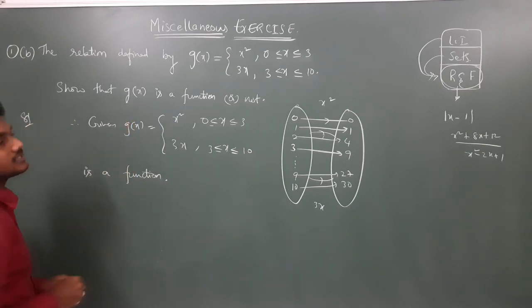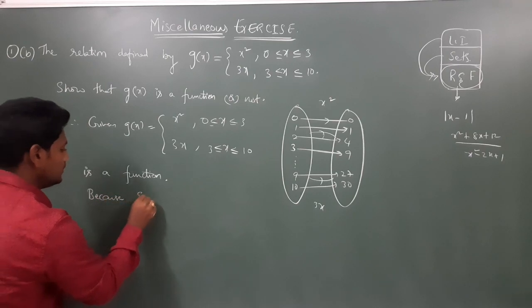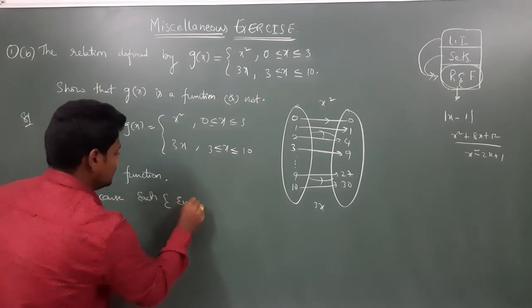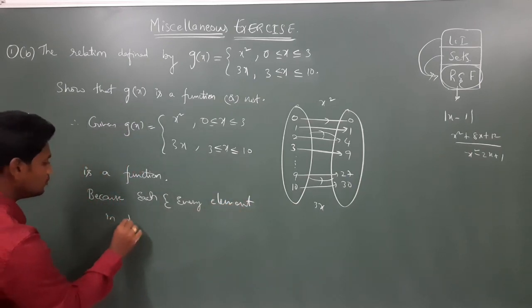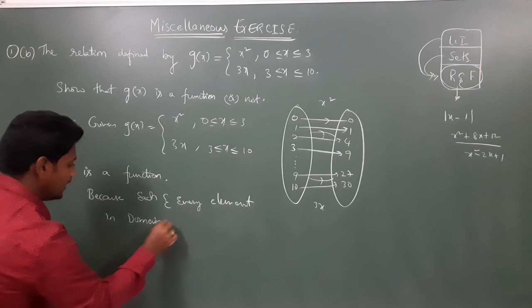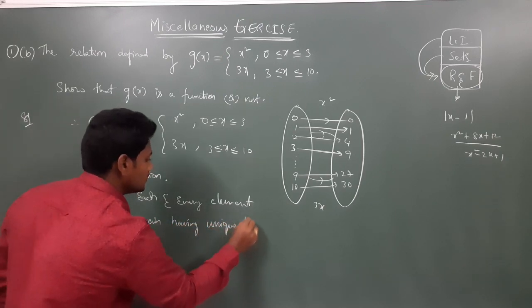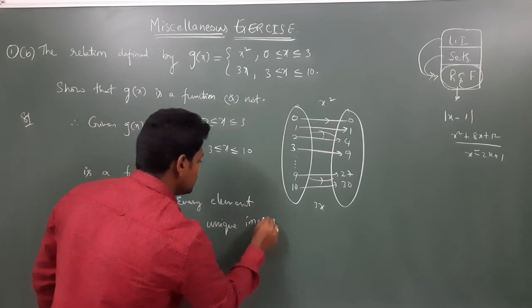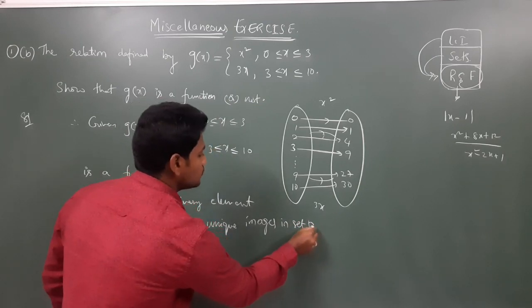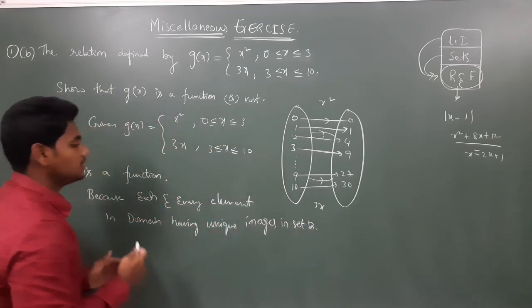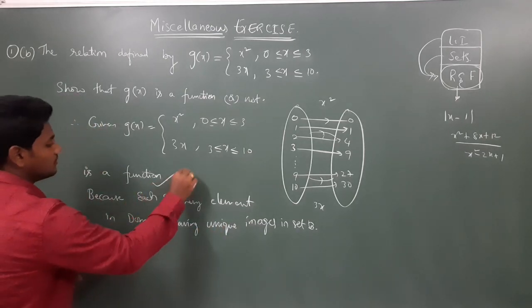They did not ask for the reason, but it is better we write it, because each and every element in the domain is having unique images in set B. Unique images means 1 image. So every element in set A, the domain, is having unique images in set B. Therefore, it is a function.